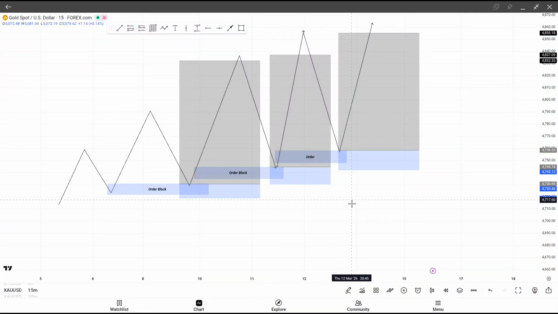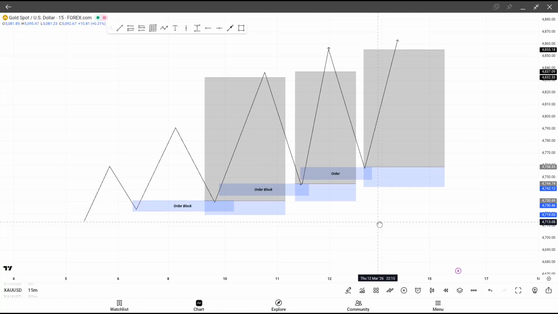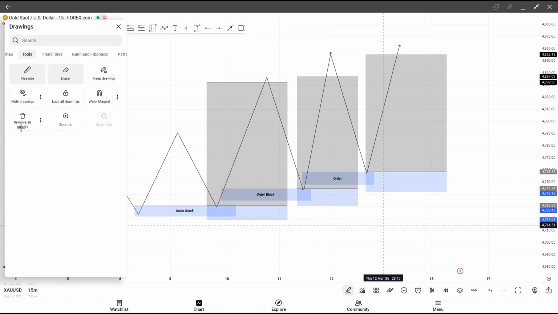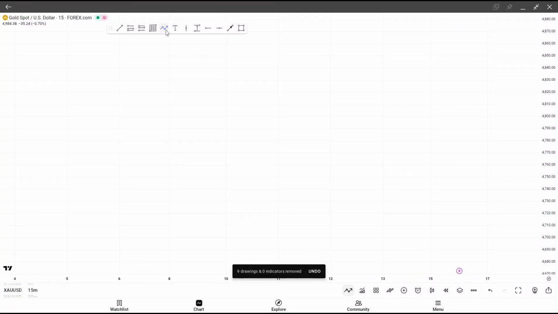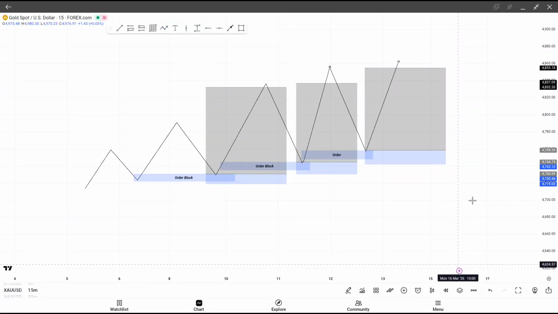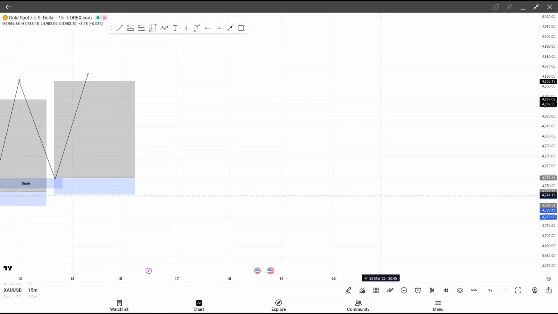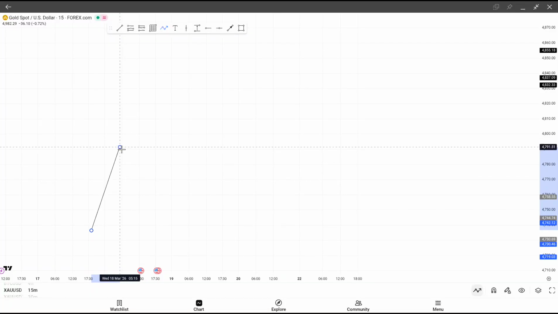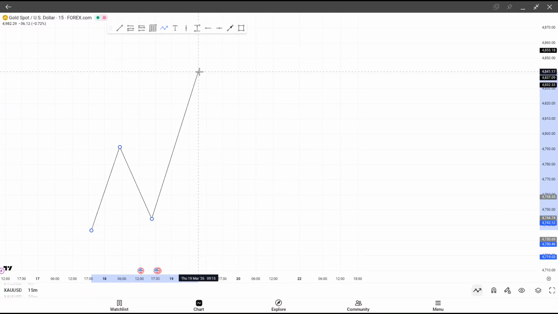Very simple. So I think you guys need to take a picture of this for you to understand very well. Okay, now let's go to the breaker block, also in a bullish market. We're still talking about a bullish market. Okay, let me do something. Let's just come here. In a bullish market, this is how a breaker block is supposed to work.